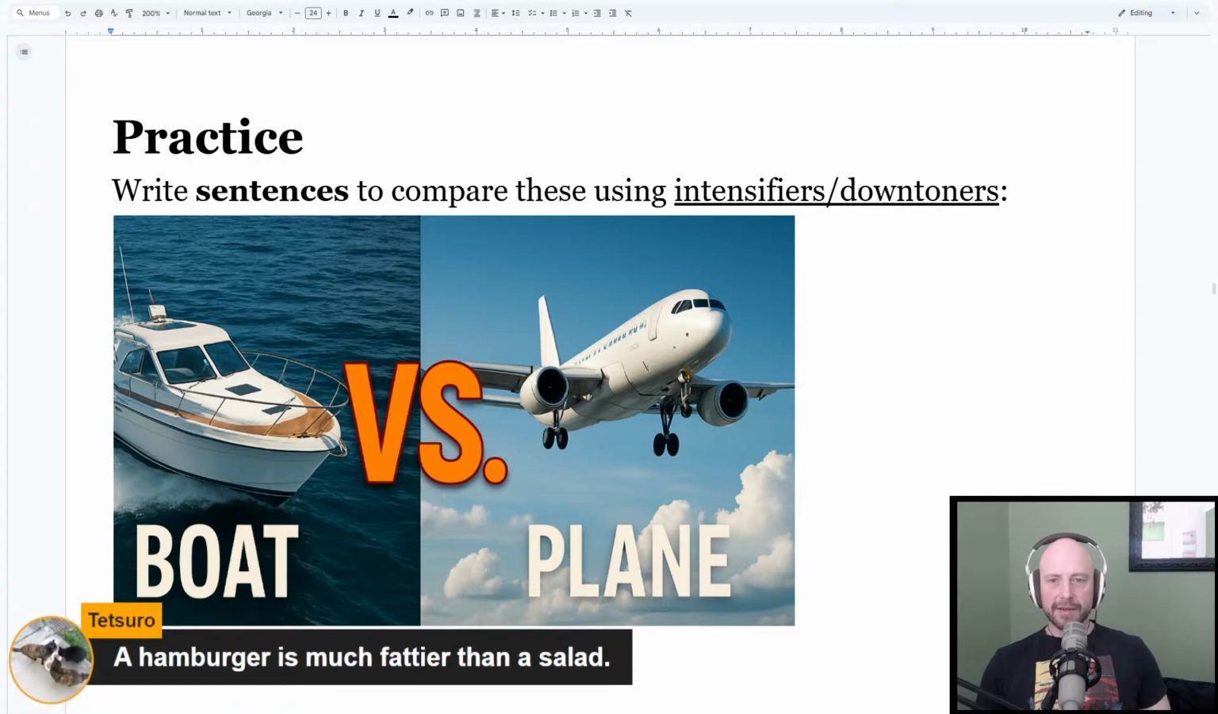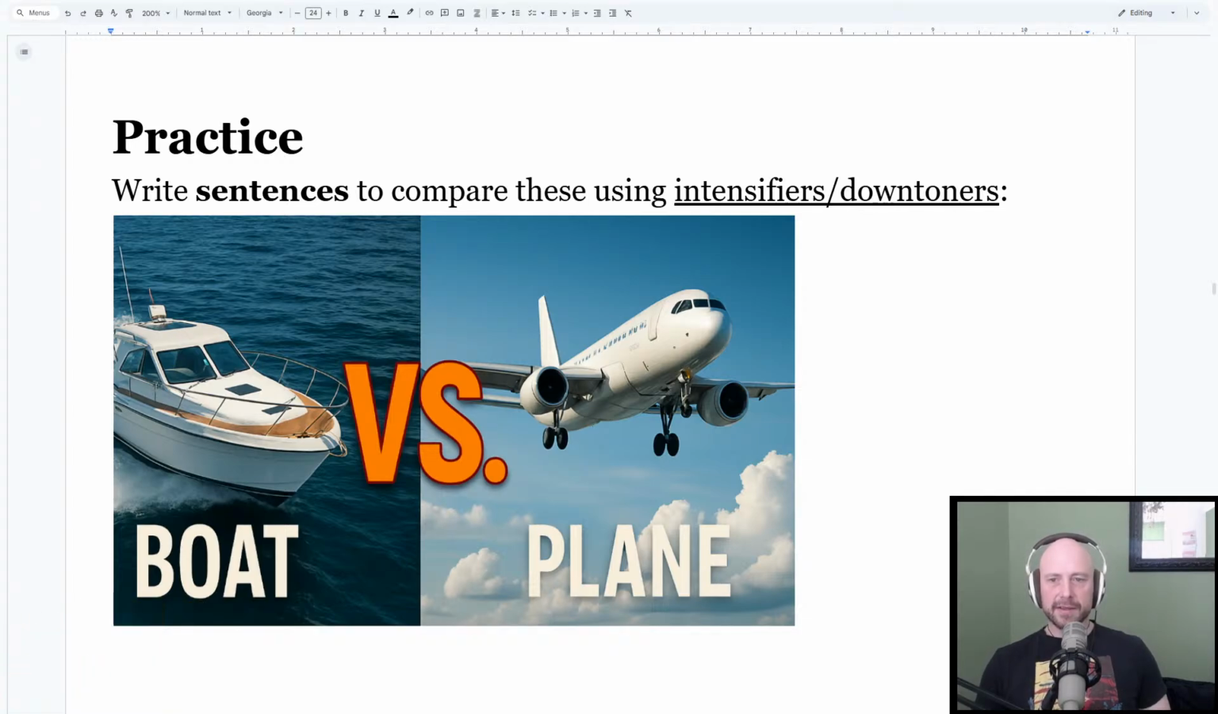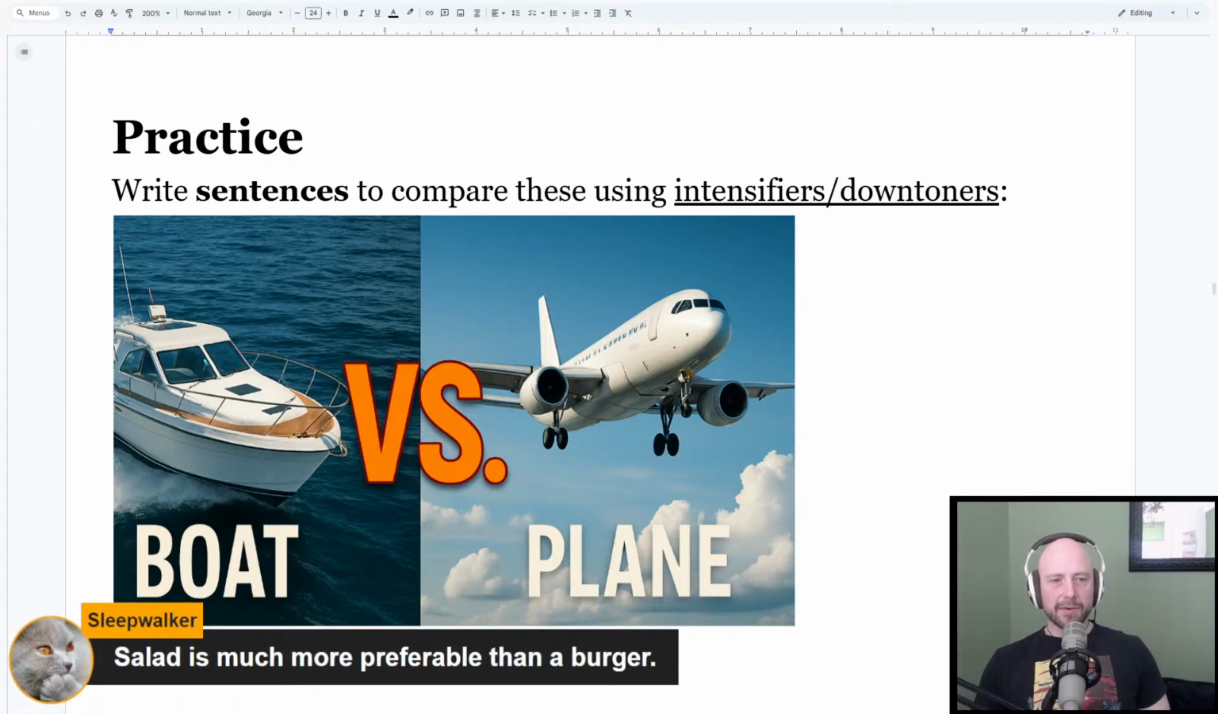Yes, Tetsura, that's correct. Well done. And that's also correct, Sleepwalker. Well done. Of course, when we say a word like preferable, it's very open to interpretation what that means. We normally need some sort of context, because in what way is it preferable? But the English is correct there. Planes are a little more expensive than boats.